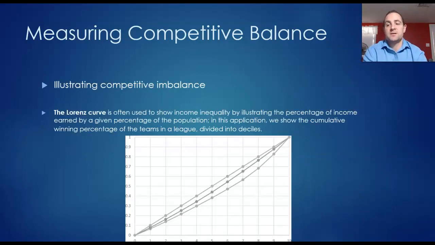Another way to measure competitive balance across seasons is the Lorenz curve. Now, this is typically used to show income inequality by illustrating the percentage of income earned by a given percentage of the population. But in this case, we look at the cumulative winning percentages of teams in a league divided by deciles. In a league with perfectly equal competition, 10% of the teams would earn 10% of the wins, 20% of the teams would earn 20%, and so forth. The more unequal it is, the further you get away from that perfect 45-degree line here. So again, this is just another way to measure competitive balance looking across seasons.